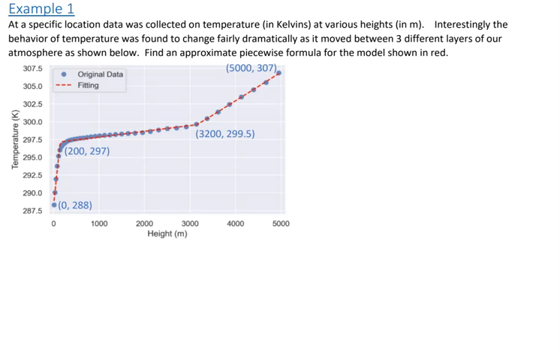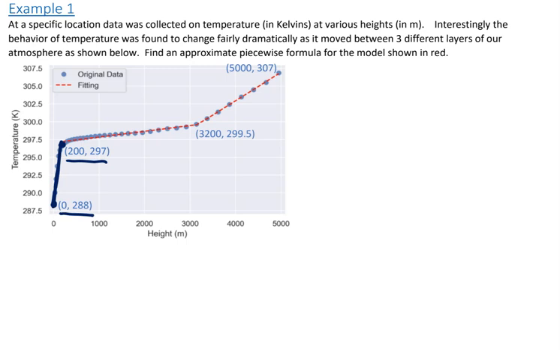So I'm going to color code my work a little bit here. Let's start with this first piece. I'm going to color it dark blue. And we've got some points labeled that appear to be right about at the corners of these functions where they meet. So we'll use those 2 points: (0, 288) and (200, 297).